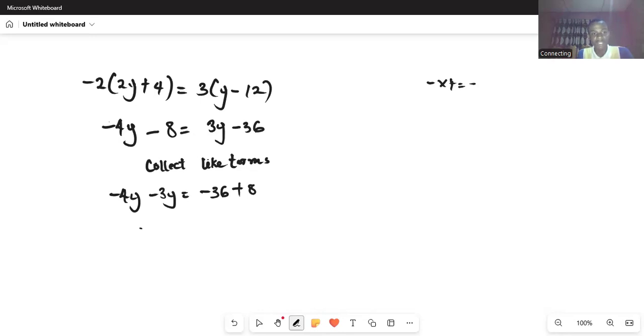-4y minus 3y is -7y. How do we know it's -7y? It's just like you are owing me 4 naira. That's the meaning of -4. Then you owe me another 3 naira. That is another -3. So your total debt becomes -7, which becomes -7y.